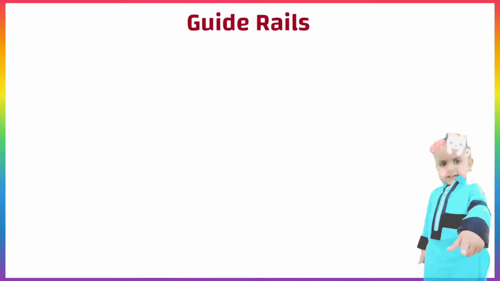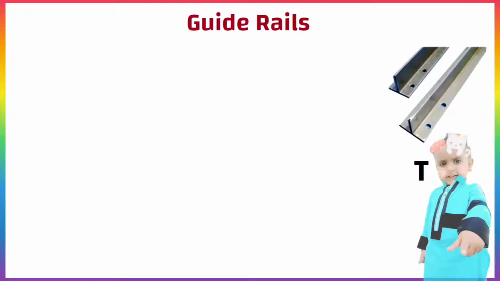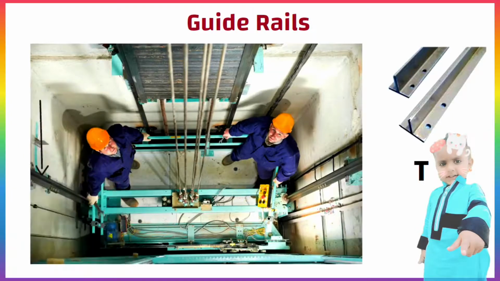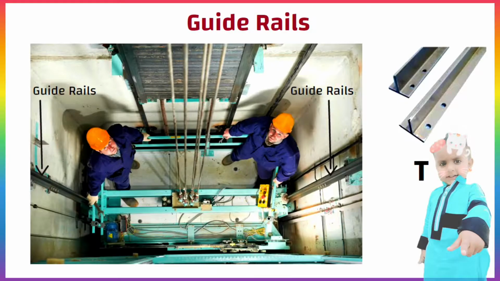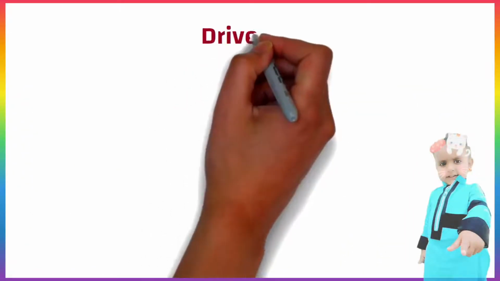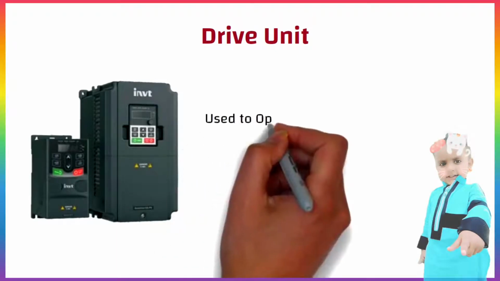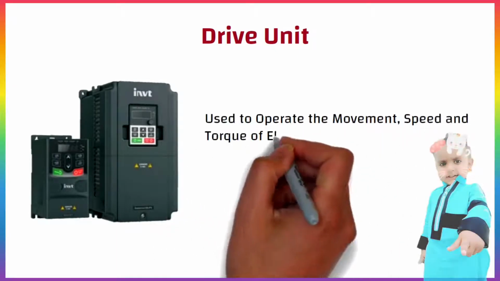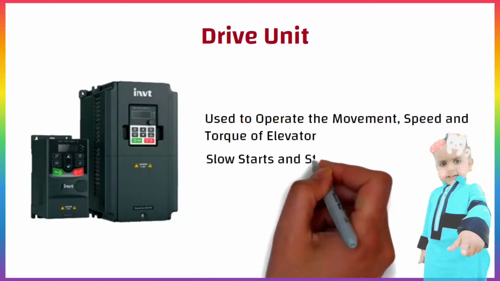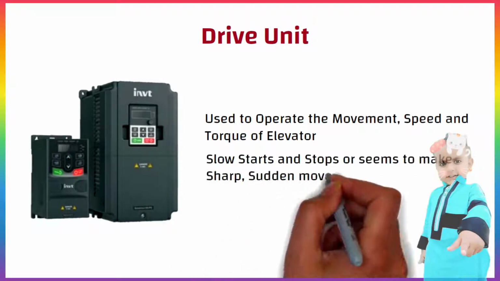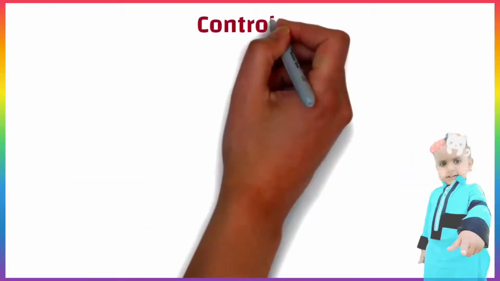Guide rails. They are generally made of steel and their shape is like the English letter T. They are installed vertically in a shaft to guide and direct the course of travel of an elevator car and elevator counterweights. Drive unit. The drive unit is generally placed in the machine room and it is used to operate the movements, speed and torque of an elevator. If your elevator often suffers from slow starts and stops or seems to make sharp, sudden movements, the drive could be to blame.